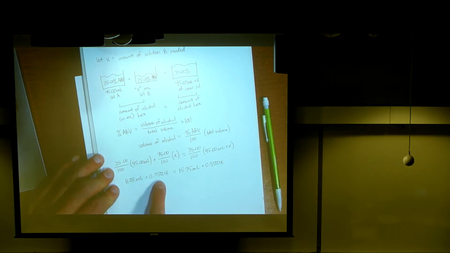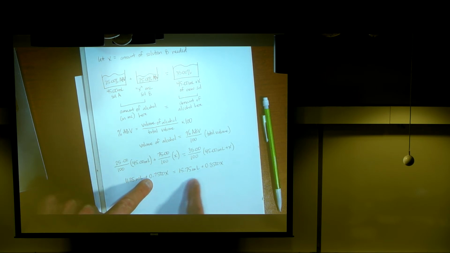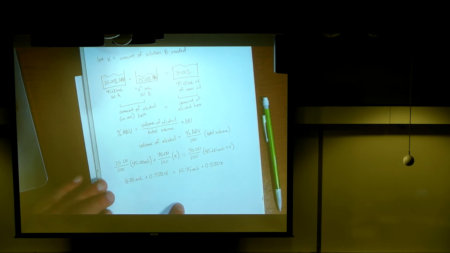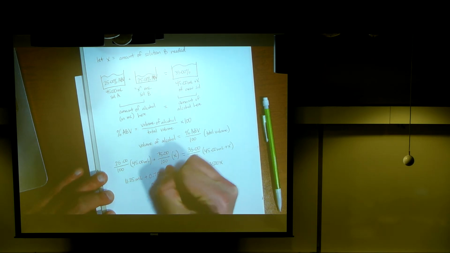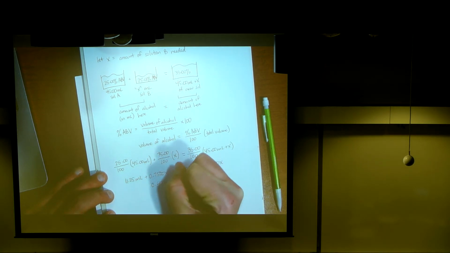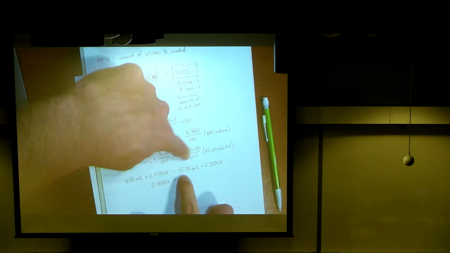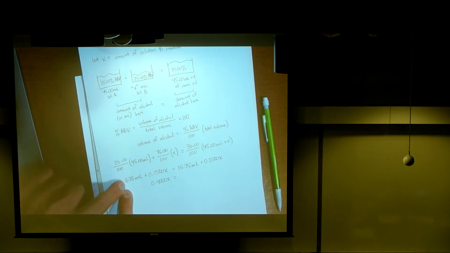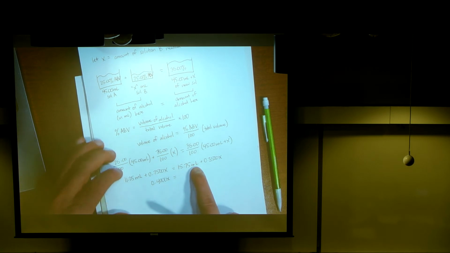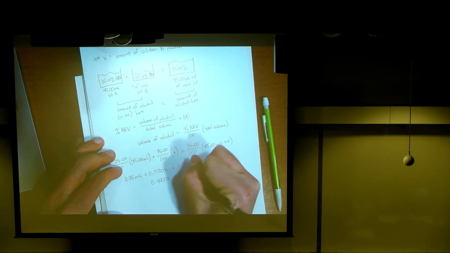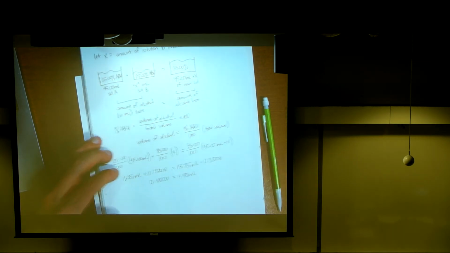Okay, we're almost there. If I take 0.75 minus 0.35, then I can combine these two terms that have the x in them. You see that? So what do I get? 0.75 minus 0.35 is just 0.4. And then if I take 15.75 minus 11.25, I can combine these two terms, and that's just 4.5. Okay.